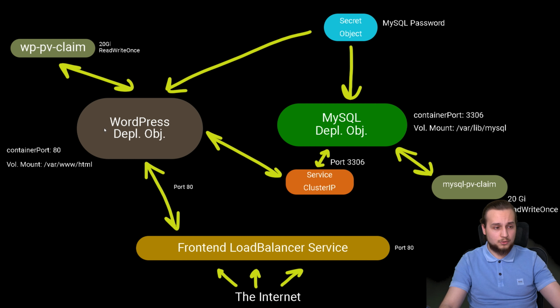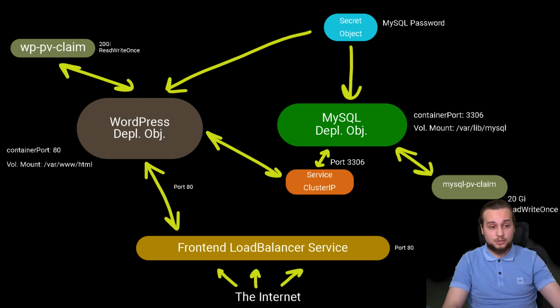So the frontend instance is also communicating with the service cluster IP, which is the service object for the MySQL deployment object. And that MySQL database object is also using a persistent volume claim. So to summarize, we have two deployment objects, the WordPress frontend instance and the MySQL backend database instance. Both of them have persistent volumes, MySQL PV claim and WordPress PV claim. And both of them use the secret object in order to retrieve the MySQL database password. And finally, both of them have services, and the backend has a cluster IP service and the frontend has a load balancer service because it needs access from the internet.